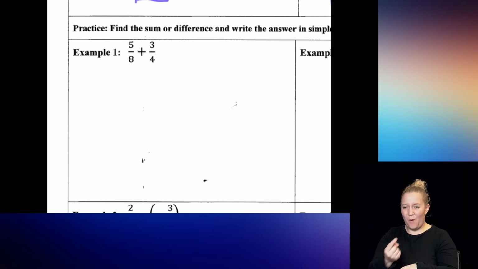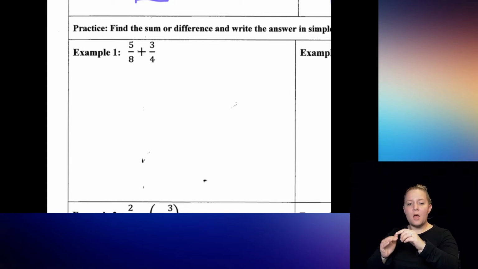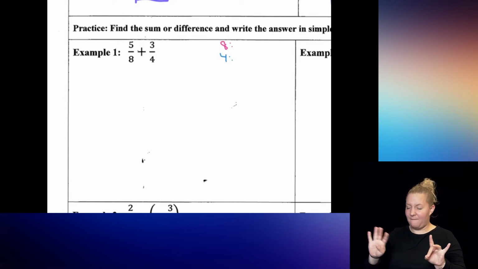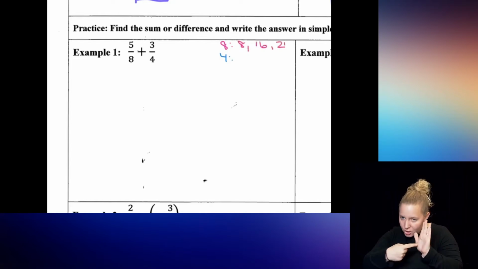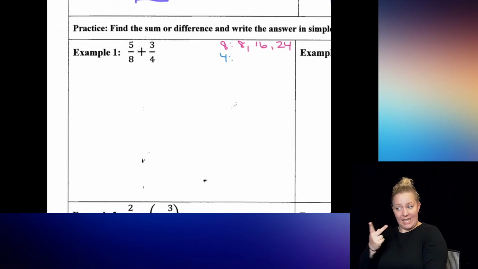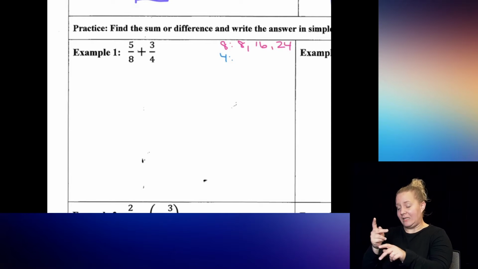So for example 1, we're going to find the sum or the difference and write the answer in simplest form. So 5/8 plus 3/4. I know that I first want to, based on my steps above, find that least common denominator. So I'm going to list out the multiples of 8, and I'm going to list out the multiples of 4. And most of you can already see this, and you don't necessarily have to show these multiples, but I like seeing it because I know it goes 8, and then 8 times 2 is 16, and 8 times 3 is 24.